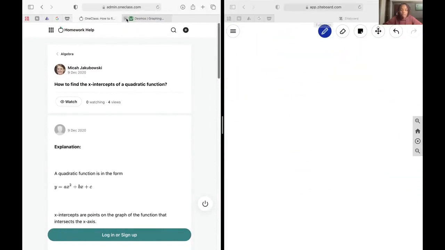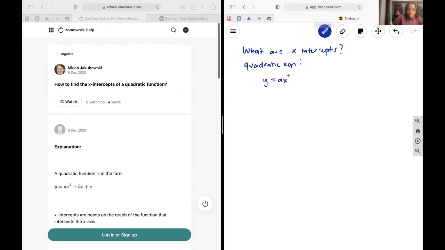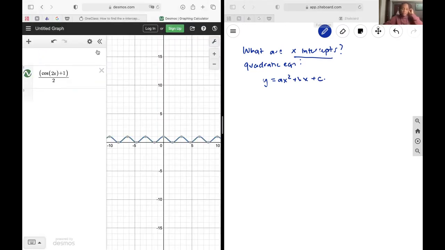So for our first question, we'd like to find the x-intercepts of a quadratic function. So we need to understand what the x-intercepts are first. And for a quadratic equation that has the form y is equal to ax squared plus bx plus c, the x-intercepts occur when the function crosses the x-axis.